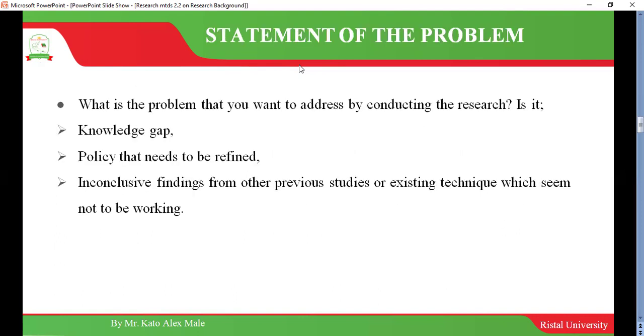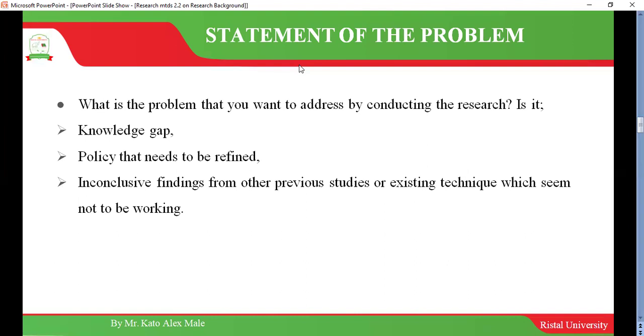Then from the background, we go to 1.2. Background was 1.1. When we go to 1.2, that is the problem statement, or the statement of the problem. So what is the problem that you want to address by conducting the research? That's one of the problem statement. So now, what is the problem?